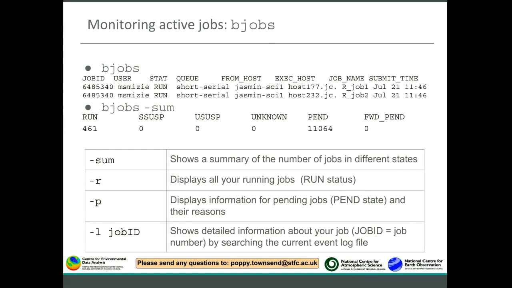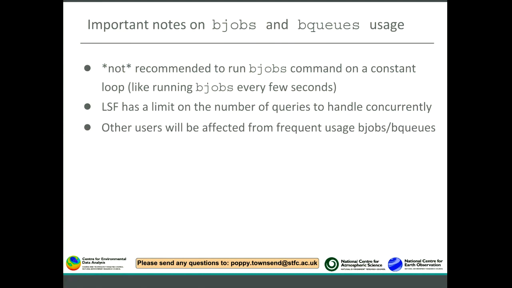Now, some examples of monitoring jobs. There's bjobs, which gives you the status of your active jobs. And there's an option which is quite good, which gives you the number of jobs in different states from pending to running. And there are more options that you can use if you want to look at just the pending or running only jobs.